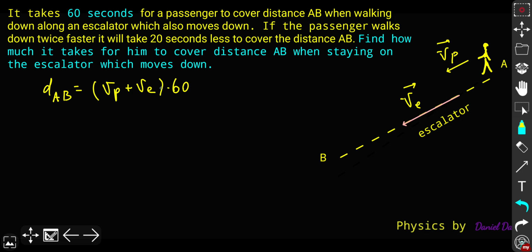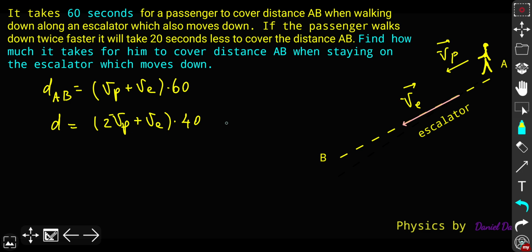All right. So let's complete another equation. If the passenger walks down twice as fast, it will take 20 seconds less. So right now we have the same distance. The velocity of the passenger is twice the previous one. On top of that, we add VE, the velocity of the escalator, and because it takes 20 seconds less, it actually takes 40 seconds to go.